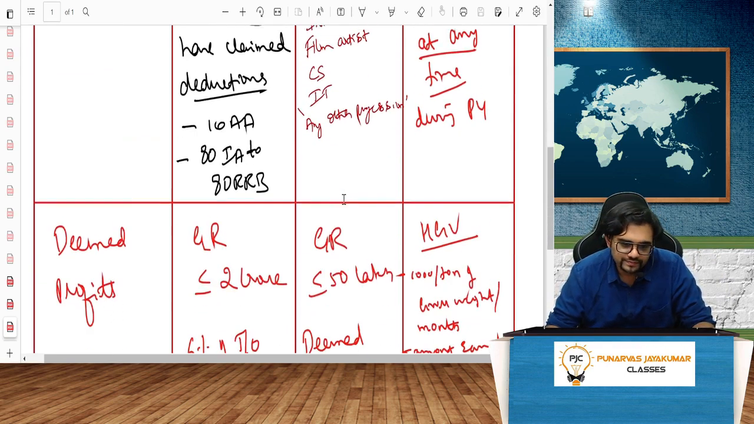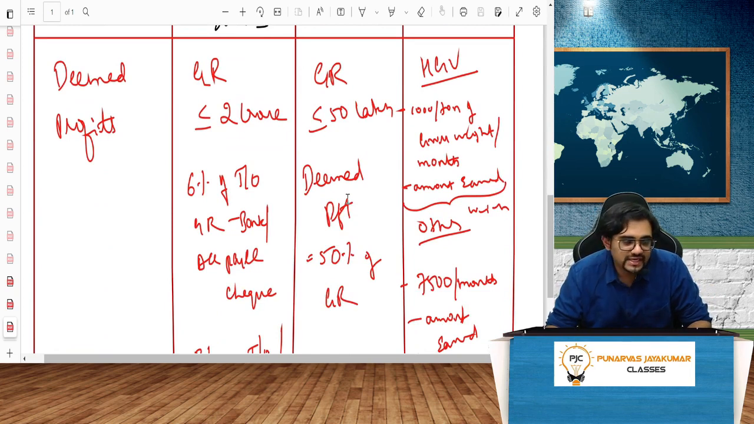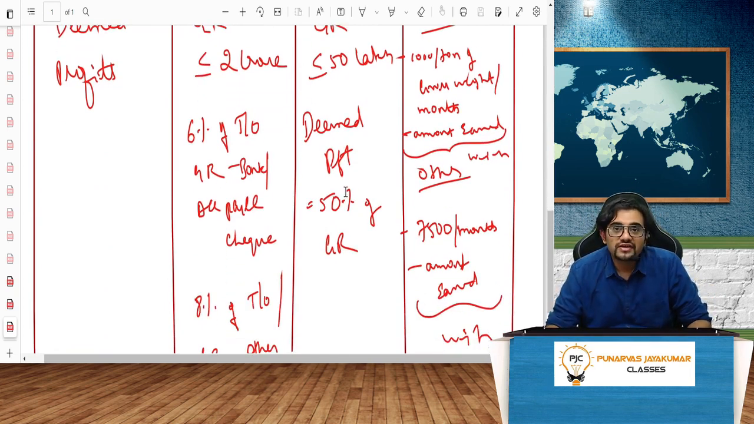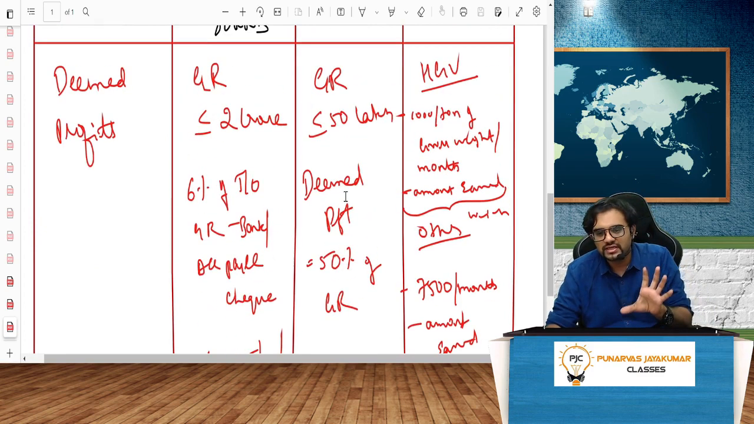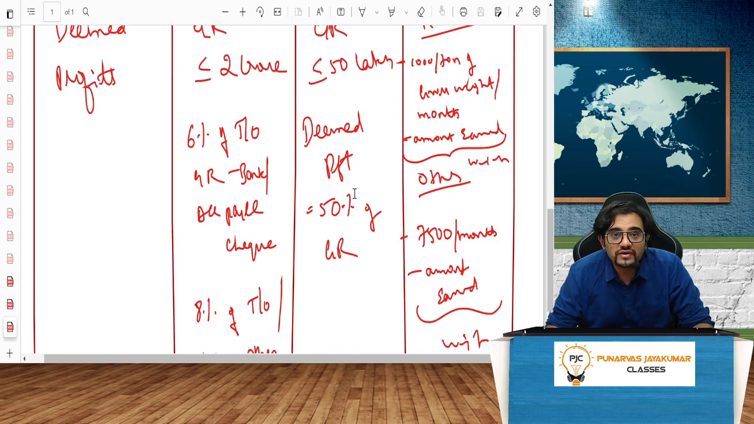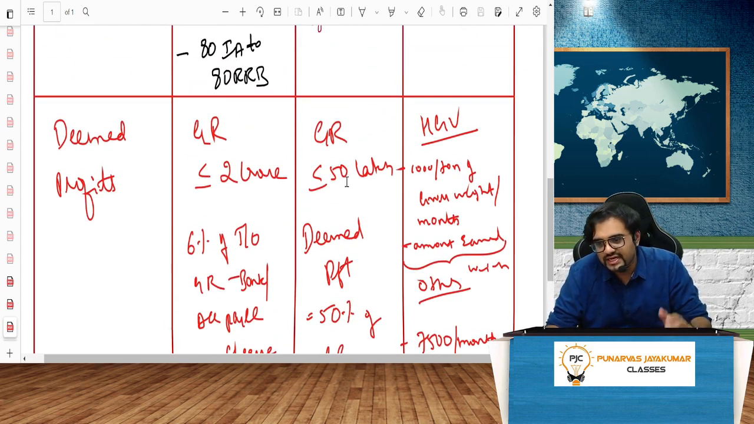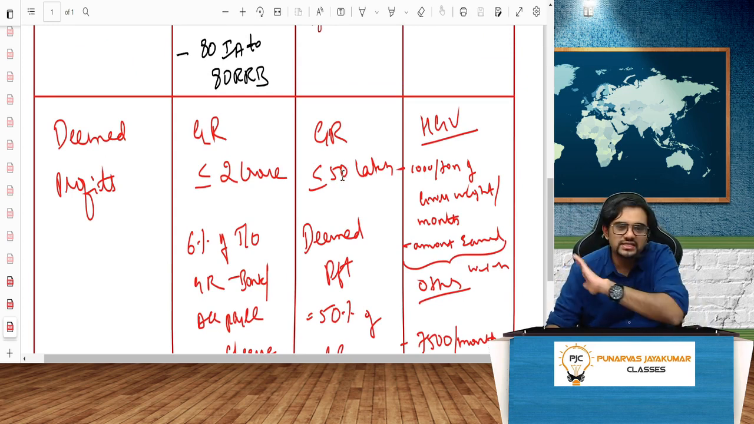That's what it is. Now, what is the deemed profit? In the first one, the gross receipts should be less than or equal to 2 crore, right? And 6% of turnover if it is received through banking channels, that is bank or account payee cheque, 8% in other cases. Just the gist I'm telling. Then coming here, gross receipts will be less than or equal to 50 lakh. Deemed profit will be 50% of gross receipts. And here you have, let's not get into this, 1000 per ton of gross weight, all these things, that is irrelevant.